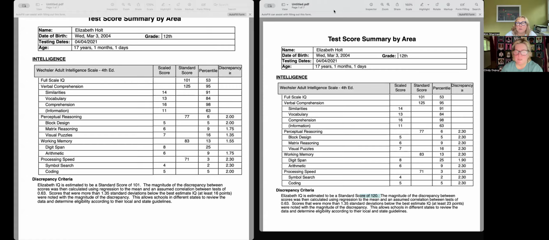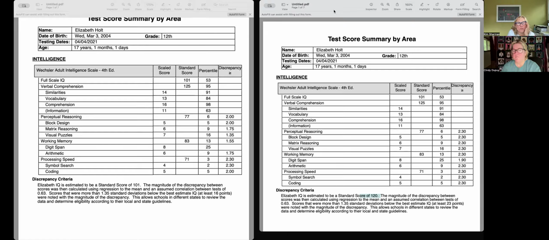So the perceptual reasoning, with block design, matrix reasoning, and visual puzzles being so low. On block design, she could not figure out how to orient the blocks. But she was back on four block figures where she was struggling to build them. The minute the blocks were rotated or weren't in a symmetrical conformation, she could not do this to save her life.